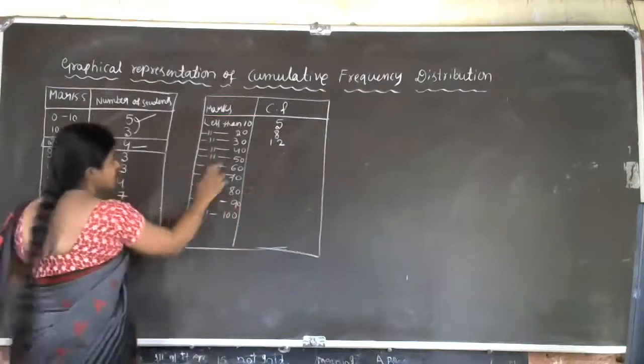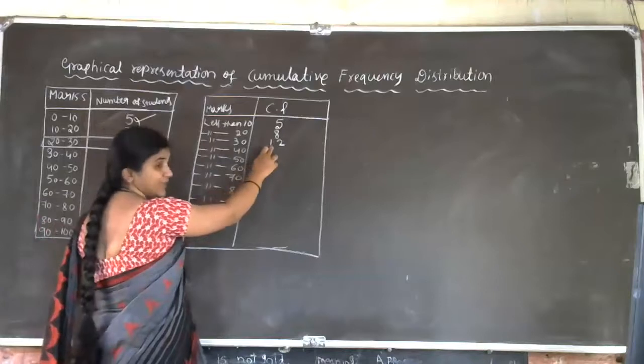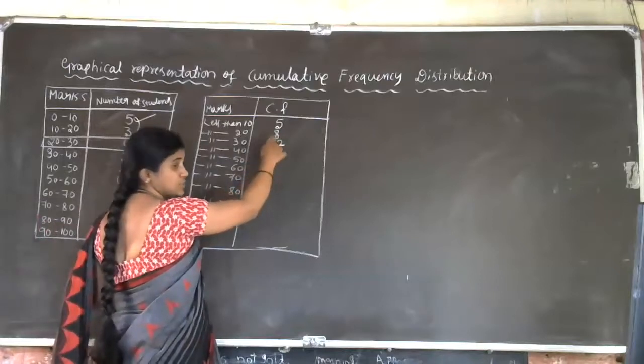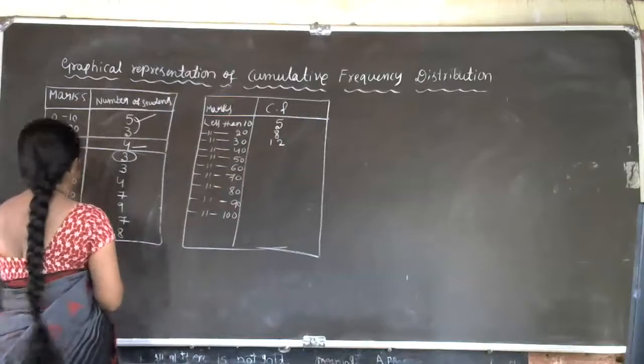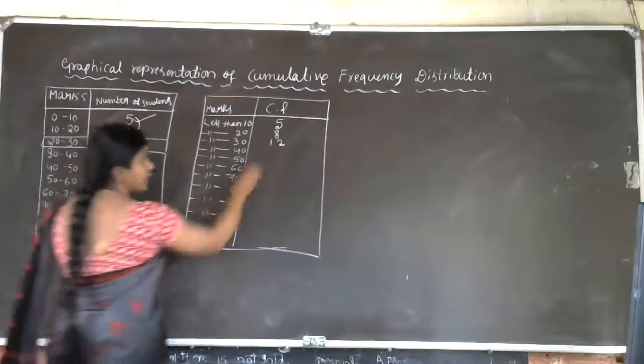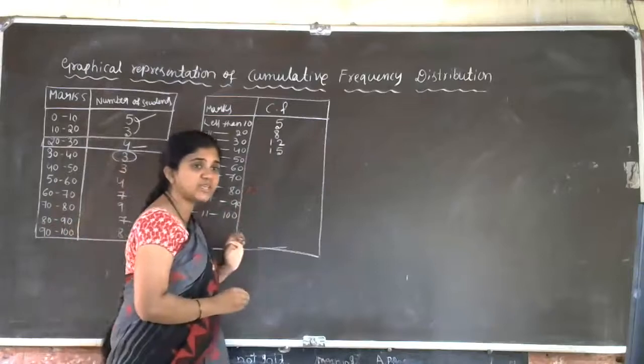Now, less than 40. Now the question is less than 40. So we have to take this less than 30 total 12 students also. With this, we have to take the 3 members of this 30 to 40 group. 12 plus 3 is 15. Is that clear? 12 plus 3 is 15.